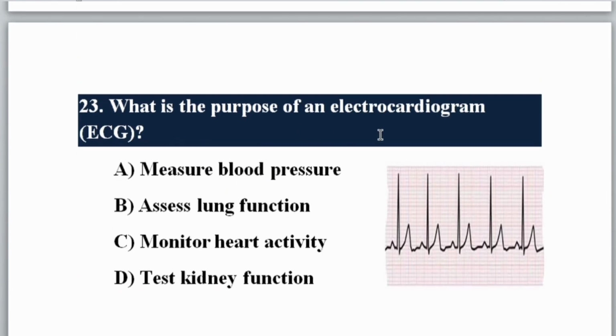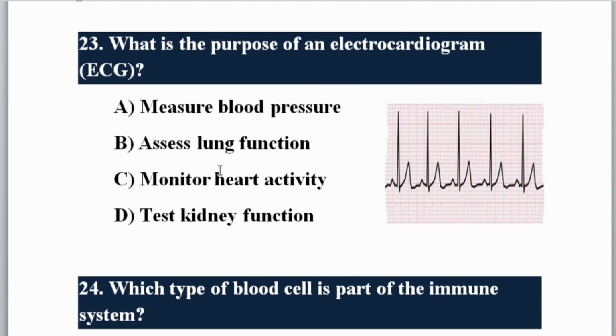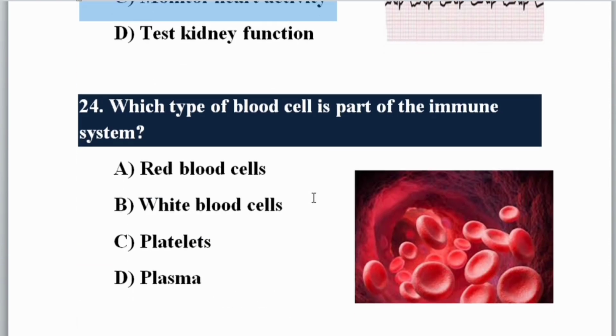What is the purpose of electrocardiogram, ECG? So alpha is measure blood pressure? No. Beta, assess lung function? No. Charlie, monitor heart activity? Yes. ECG is used to monitor the heart activity.